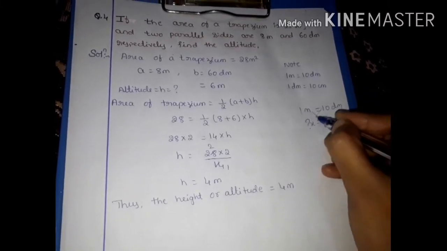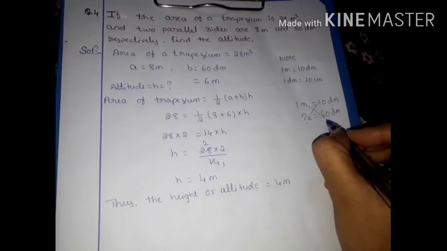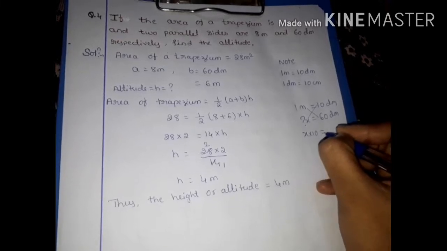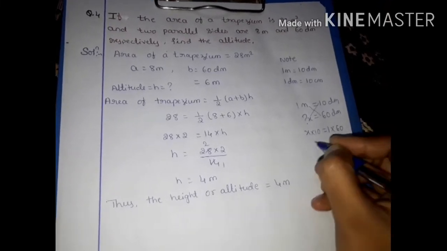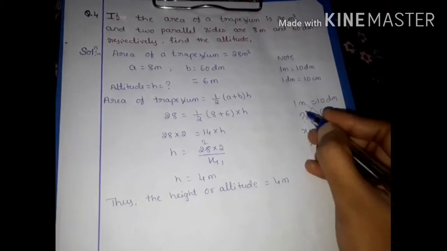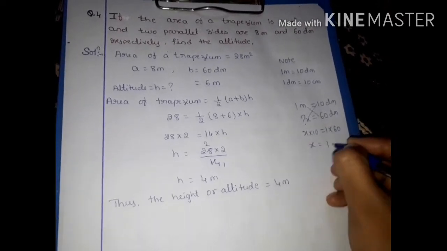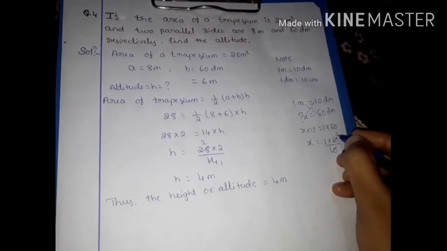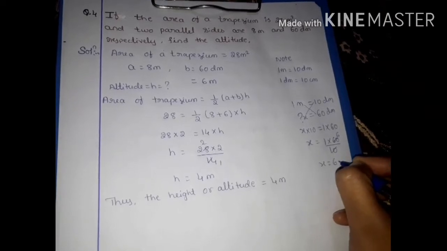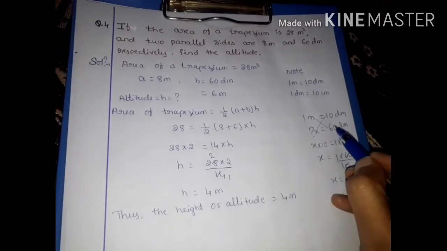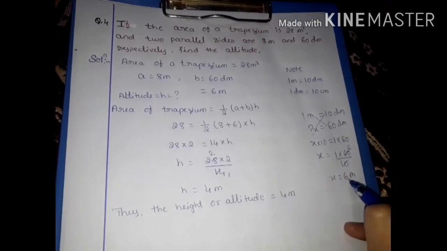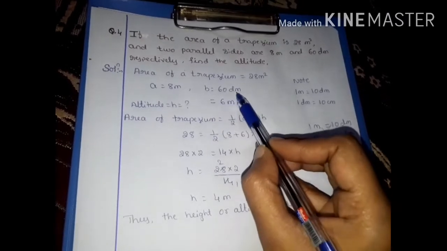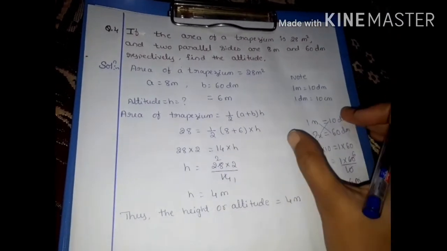Next go for cross multiplication. 1 meter into 60 decimeter, x into 10. x into 10 is equal to 1 into 60. You want the x value, nothing but in meter you want. Keep x here only: 1 into 60 divided by 10. 10 ones are 10, 10 sixes are 60, so 6 meter. 60 decimeter is equal to 6 meter. So you converted decimeter to meter. 60 decimeter is equal to 6 meter. In this way you have to convert.